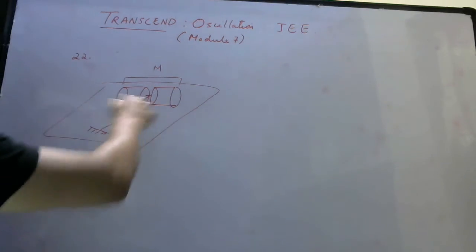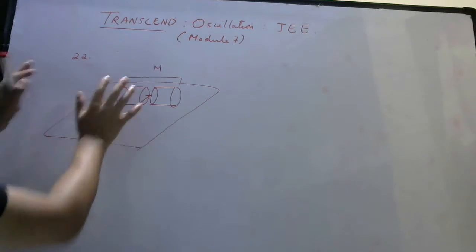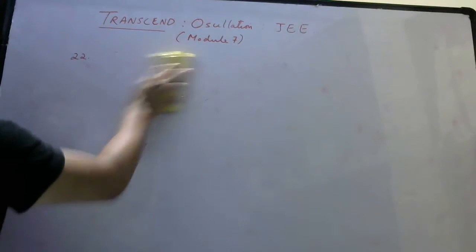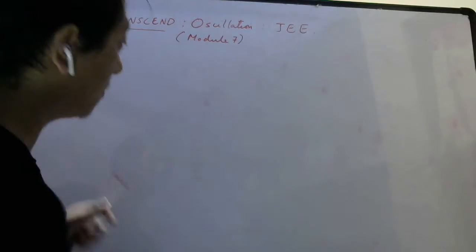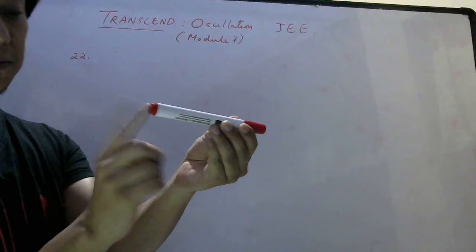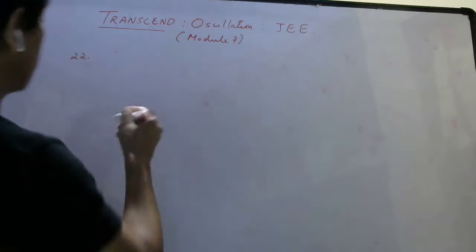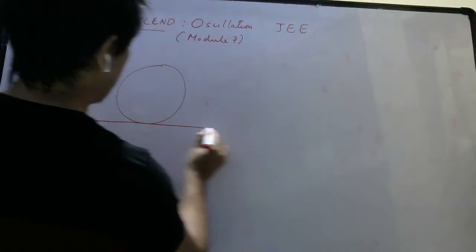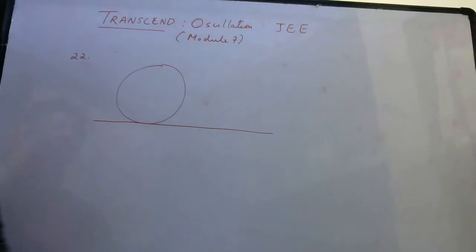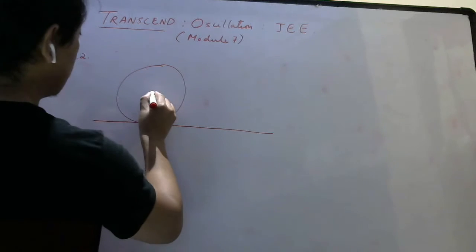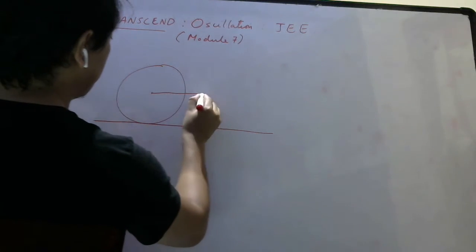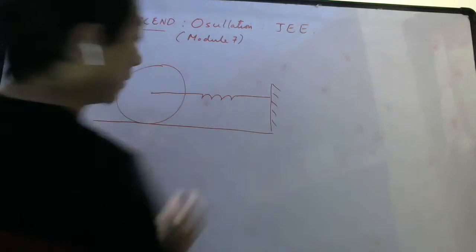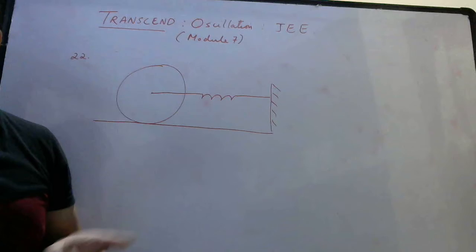They are asking you to find the time period of this system. If you see the picture this way, it gets too complicated. So the best way to imagine this is to see from the side. If this is the cylinder, you see from this side. Let's say this is the cross section of the cylinder. This is the surface, which is sufficiently rough so that it can roll without slipping, and the spring is attached to its center. This is easier to follow.